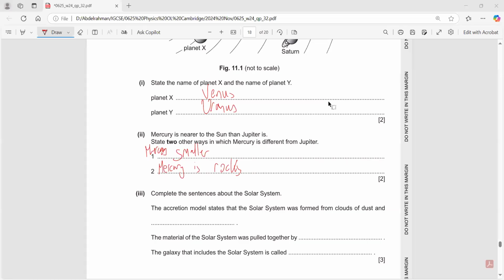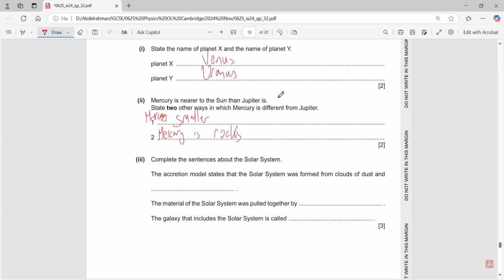Mercury has a weaker gravity than Jupiter. You're not wrong, but this isn't a definitive property of Mercury. When talking about Mercury, we need to talk about how large it is. It's quite small, and about the structure, which is that it is rocky. Jupiter is a gaseous planet.